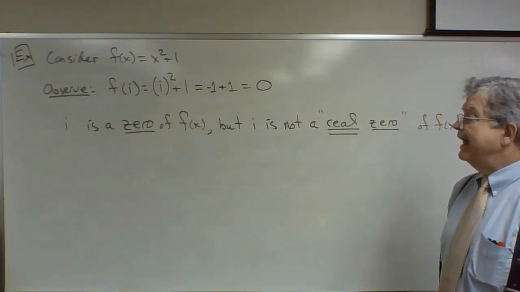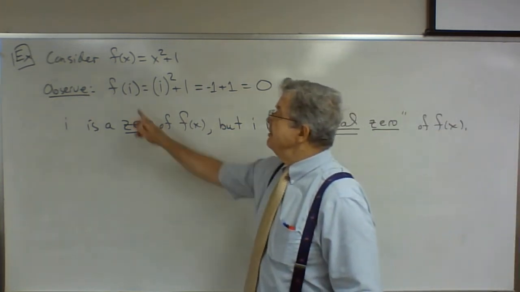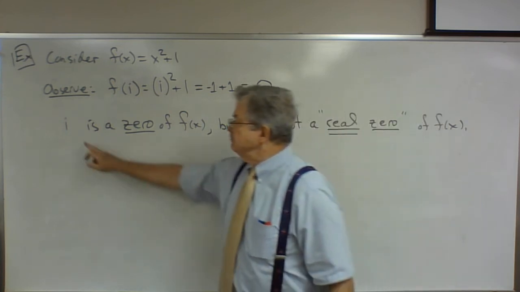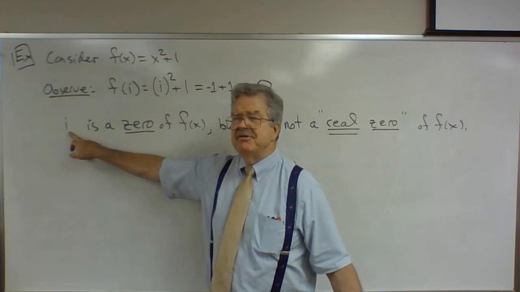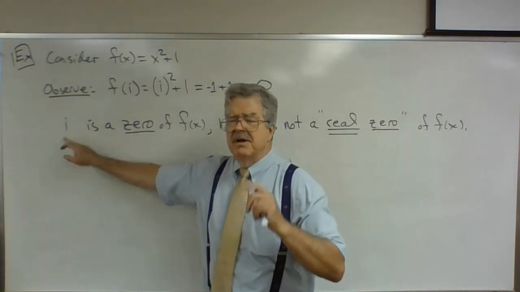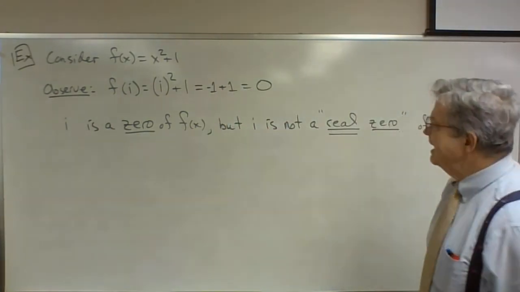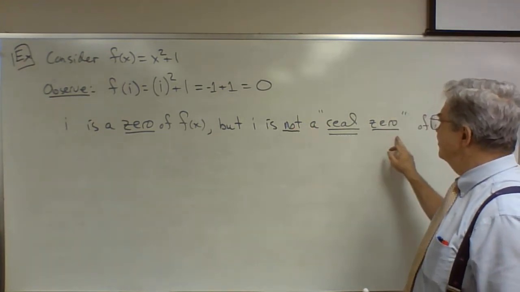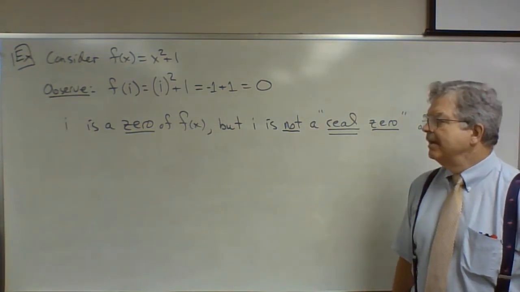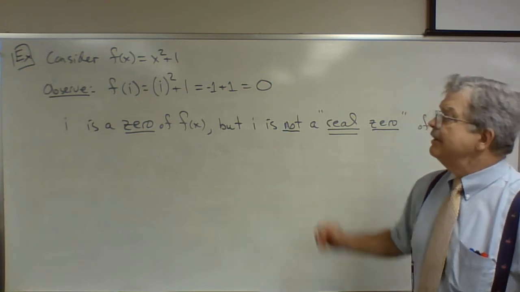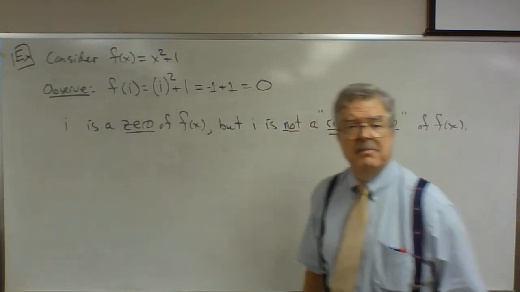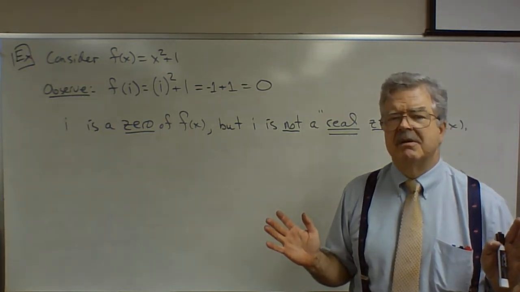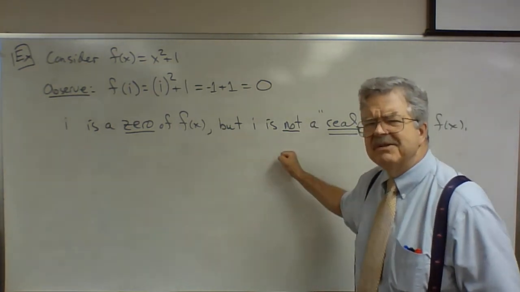i is a zero of f of x. In other words, i is a number that we can plug into f of x and get 0. But i is not a real number. It's an imaginary number or a complex number, but it's not a real number. So I can't say that i is a real zero. i is not a real zero of f of x. And we might say, well, so what? It's still a number that we can plug into f of x and get 0. And we're right. So why the big fuss about whether or not i is a real zero?